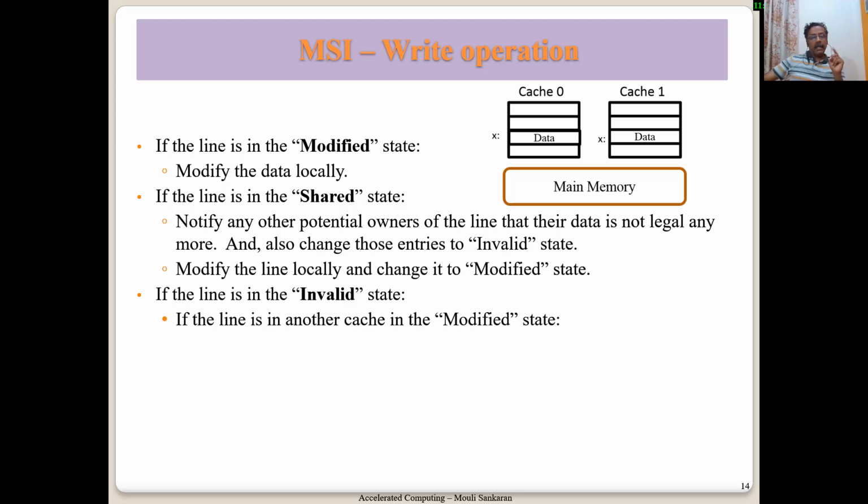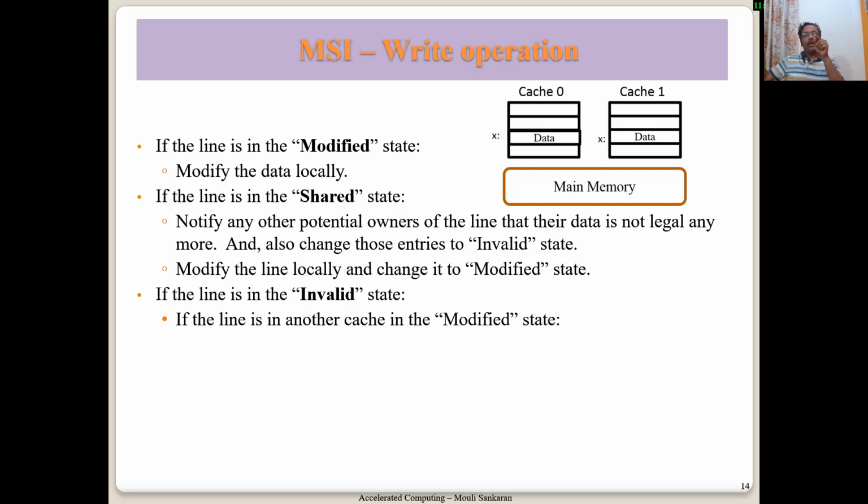If the line is in another cache in the modified state, and I'm always taking a complex scenario here, this particular core wants to modify the data, whereas the same block of data is there in another cache in the modified state. That means that core was changing it. Now, what should you do? You need the latest data written by that core on your cache line before you write into it. At the same time, you should make sure the other core no longer thinks that it is owning it and can modify it.